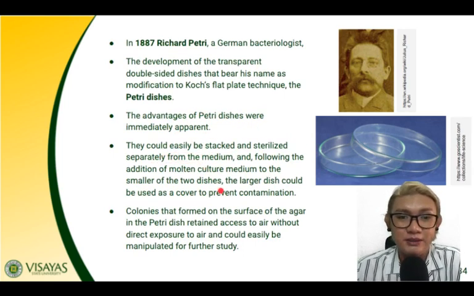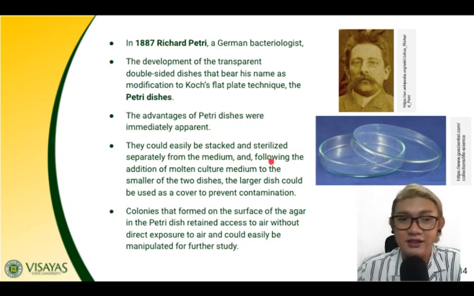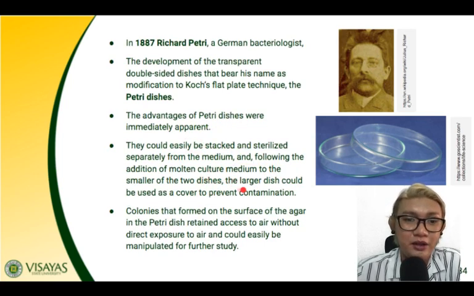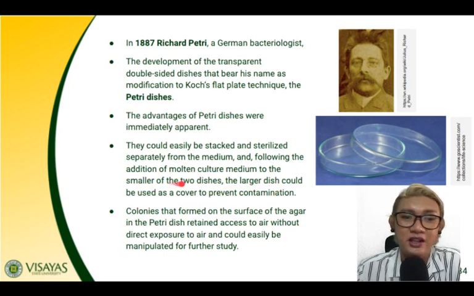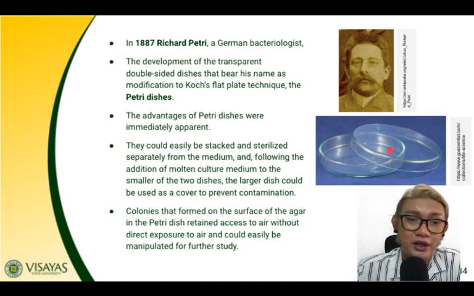Petri dishes could be easily stacked one on top of the other and sterilized separately from the medium. Following the addition of molten culture medium to the smaller of the two dishes, the larger dish could be used as a cover to prevent contamination. At the same time, there would be a space for air to go inside the media without direct exposure to contaminants.